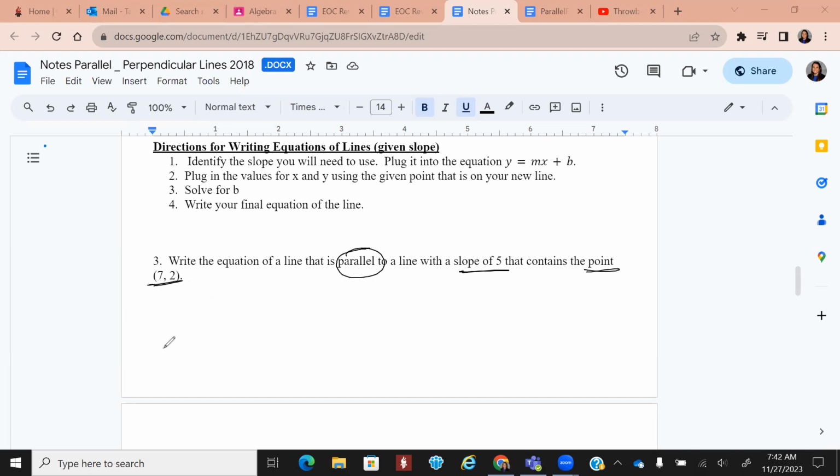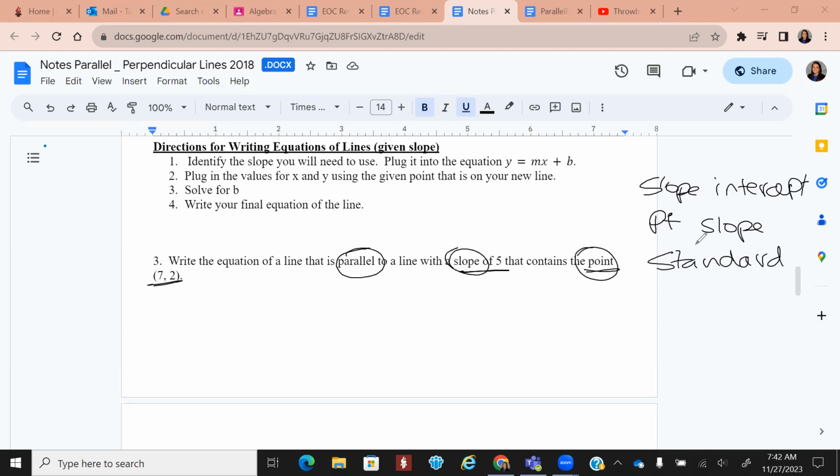So which form, slope-intercept, point slope, or standard, include these two words, slope and point? Which form includes that? Point slope. So we're going to use the formula that is point slope. So that's this. Go ahead and write that on your paper.